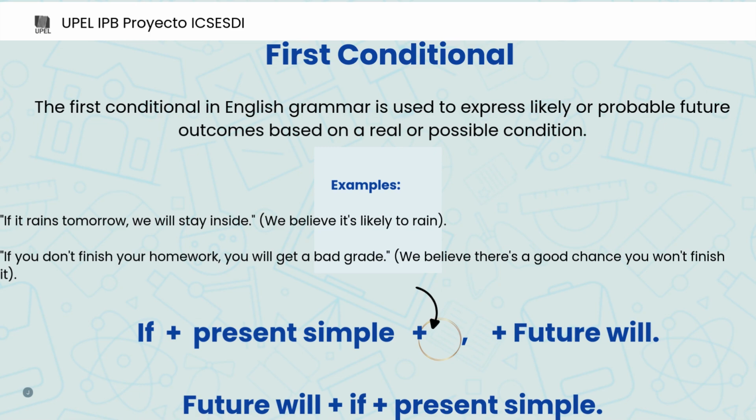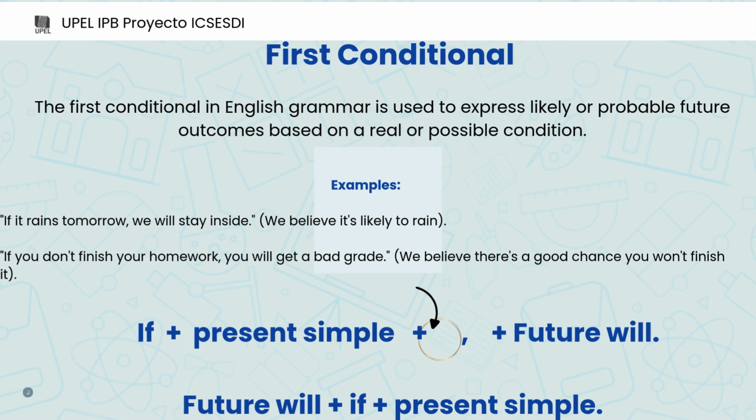And let's continue with the second part. First conditional. It says the first conditional in English grammar is used to express likely or probable future outcomes based on a real or possible condition.